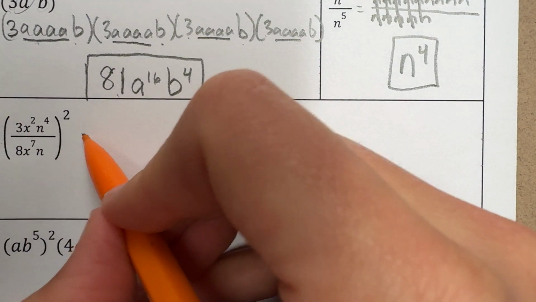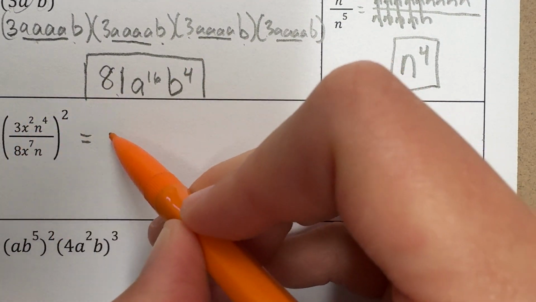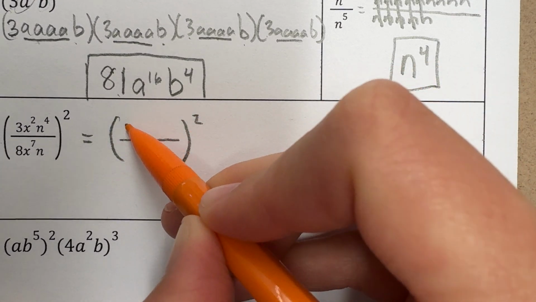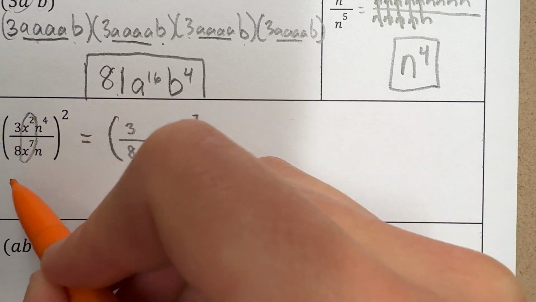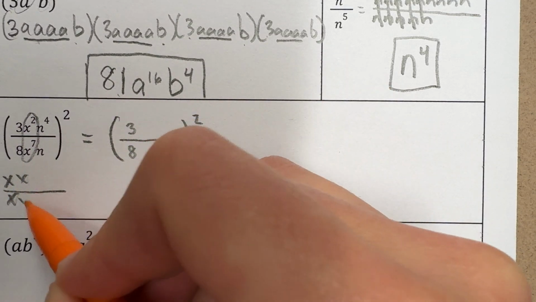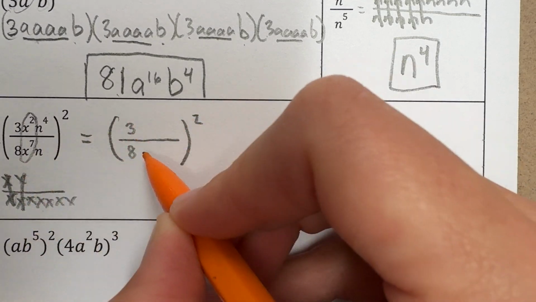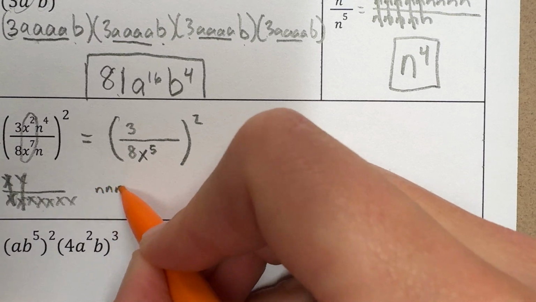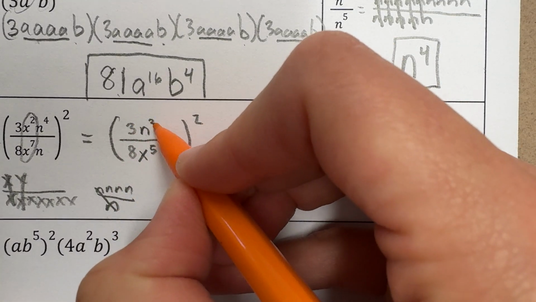Okay. Here I have some simplifying I can do on the inside of this fraction. And what is the simplifying this time? Well, I look at the numbers, 3 over 8. That cannot be simplified. I look at the x's. This can be, right? There's 2 x's on the top and there's 7 on the bottom. 2, 3, 4, 5, 6, 7. This cancels, cancels. I'm left with 5 x's on the bottom. And for the n's, I have 4 n's on top and 1 n on the bottom. 1 cancels. I'm left with 3 n's on the top.